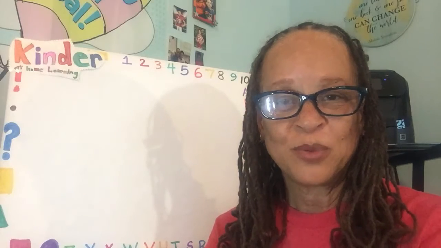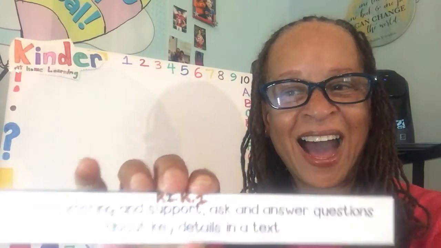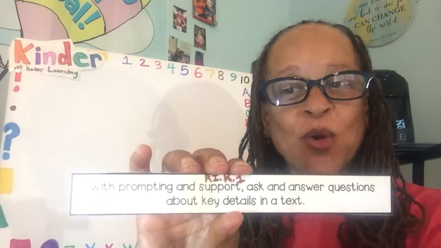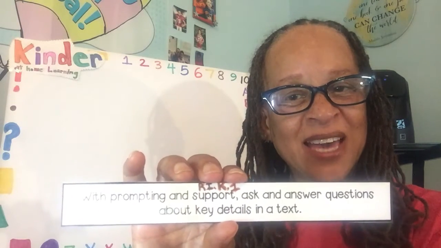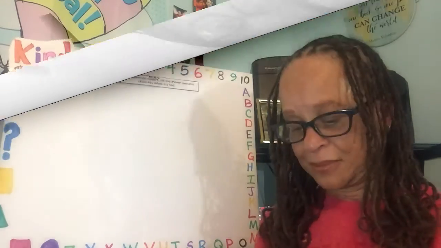Today we're going to be reviewing the standard RI.K.1: with prompting and support, ask and answer questions about key details in a text.